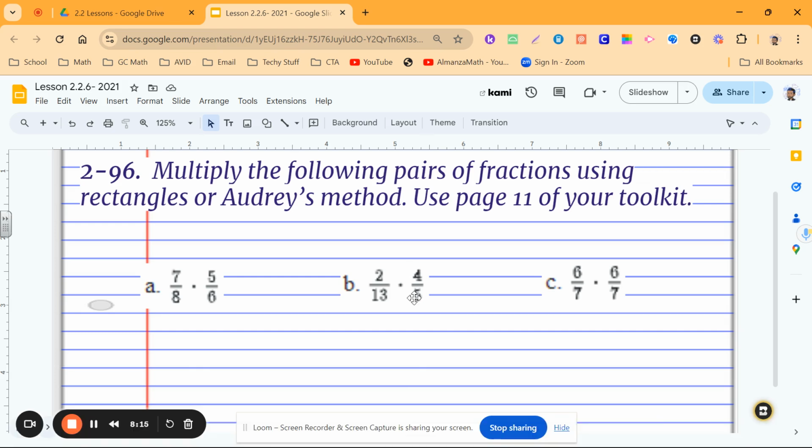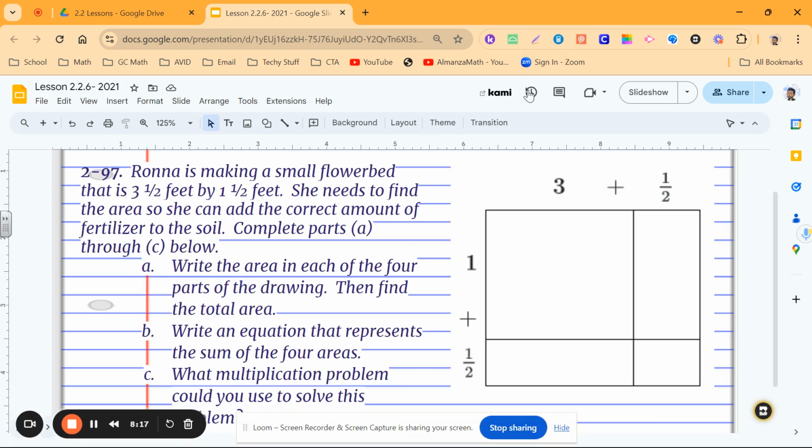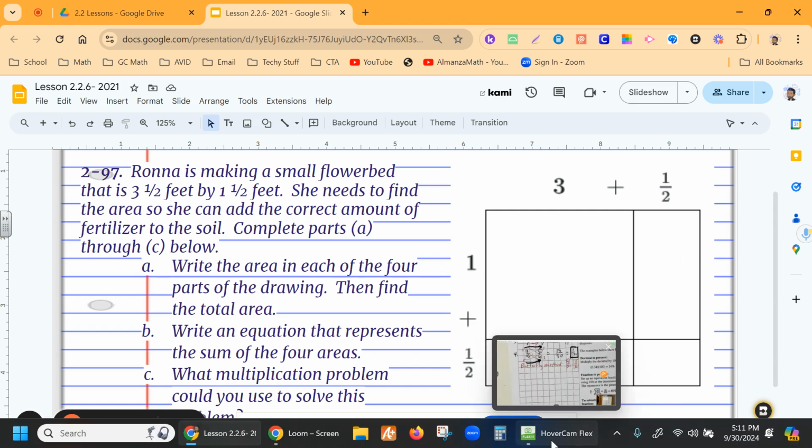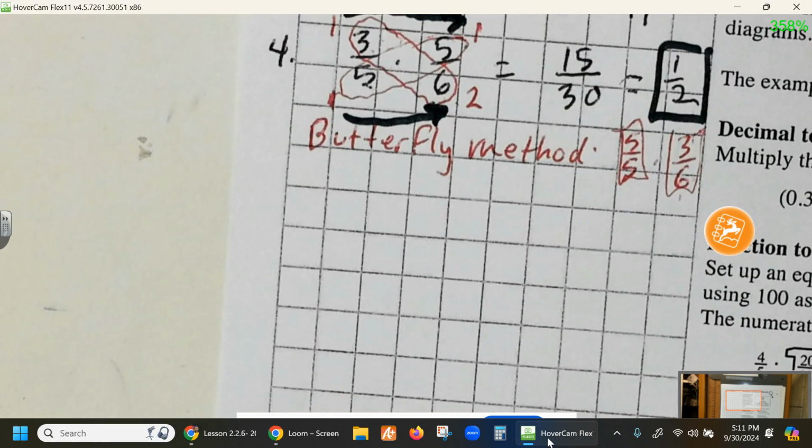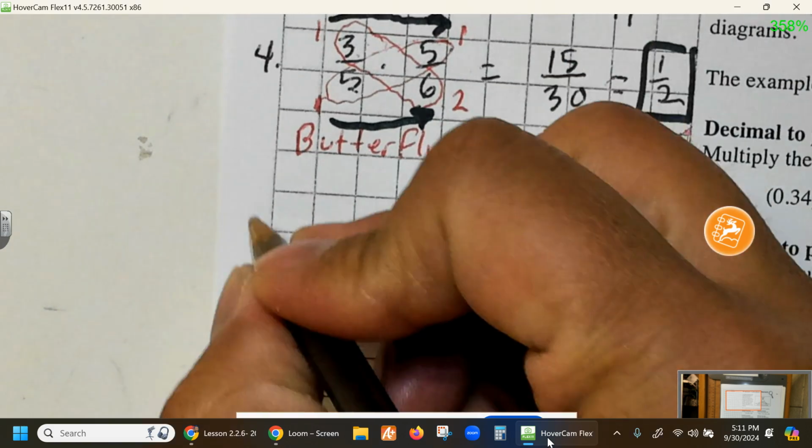We have the area model of multiplying mixed numbers, 3.5 times 1.5. In this case, unlike yesterday where we had one rectangle representing one whole, we have rectangles representing different portions of this mixed number. So we're finding the areas of each section of this set of rectangles. This is example number 5.